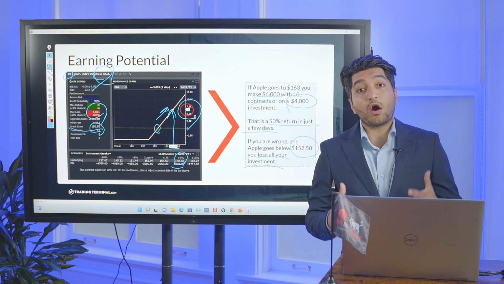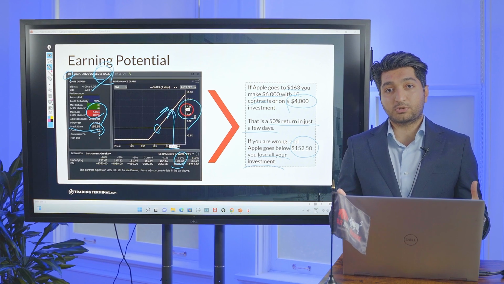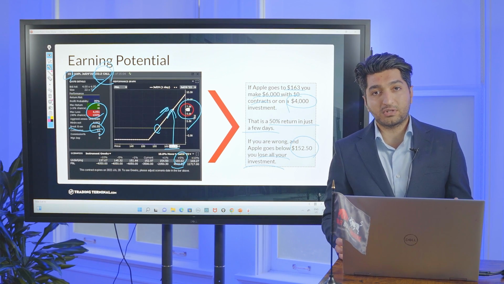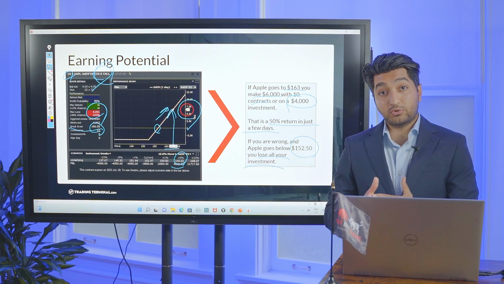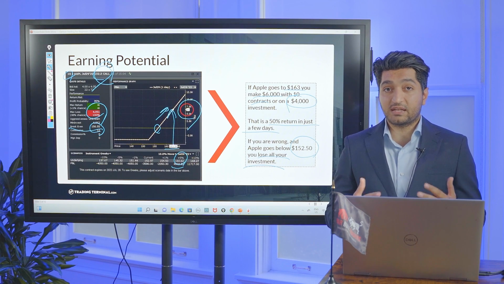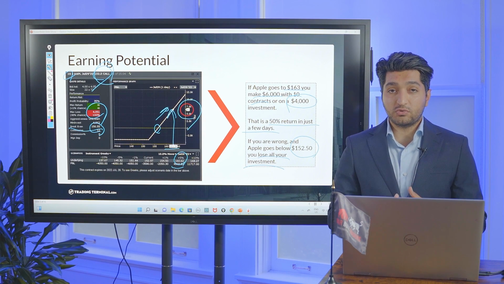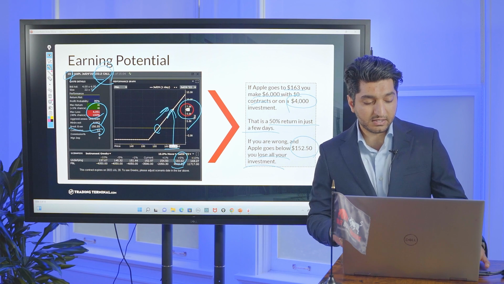So yes, buying options, whether you're buying calls or buying puts, is amazing during good times and can be devastating during bad times. So you need to have proper risk management in place.